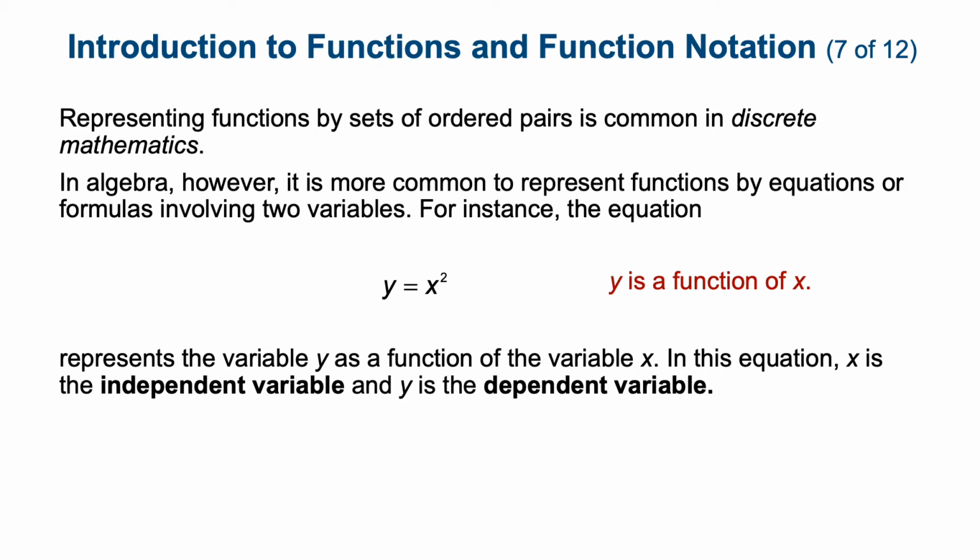When we represent functions by sets of ordered pairs, it's common in discrete mathematics, which is a different branch of math. However, we're in algebra, pre-calculus, so it's more common to represent functions using equations or formulas involving 2 variables. So this equation, y is equal to x squared, is one of our favorites. We can read this as y is a function of x. This represents y as a function of x. And in this equation, x is the independent and y is the dependent variable.